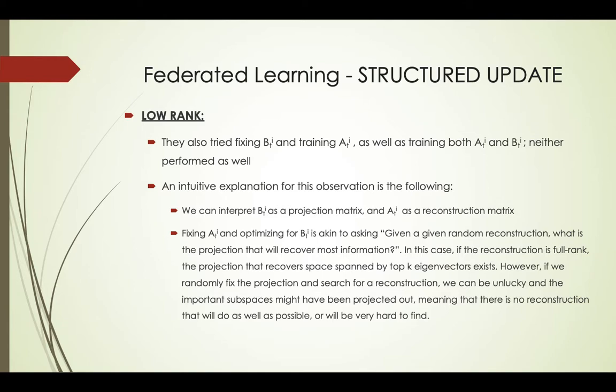k eigenvalues exists. However, if we randomly fix the projection and search for a reconstruction, we can be unlucky, and the important subspaces might have been projected out, meaning that there is no reconstruction that will do as well as possible or will be very hard to find.